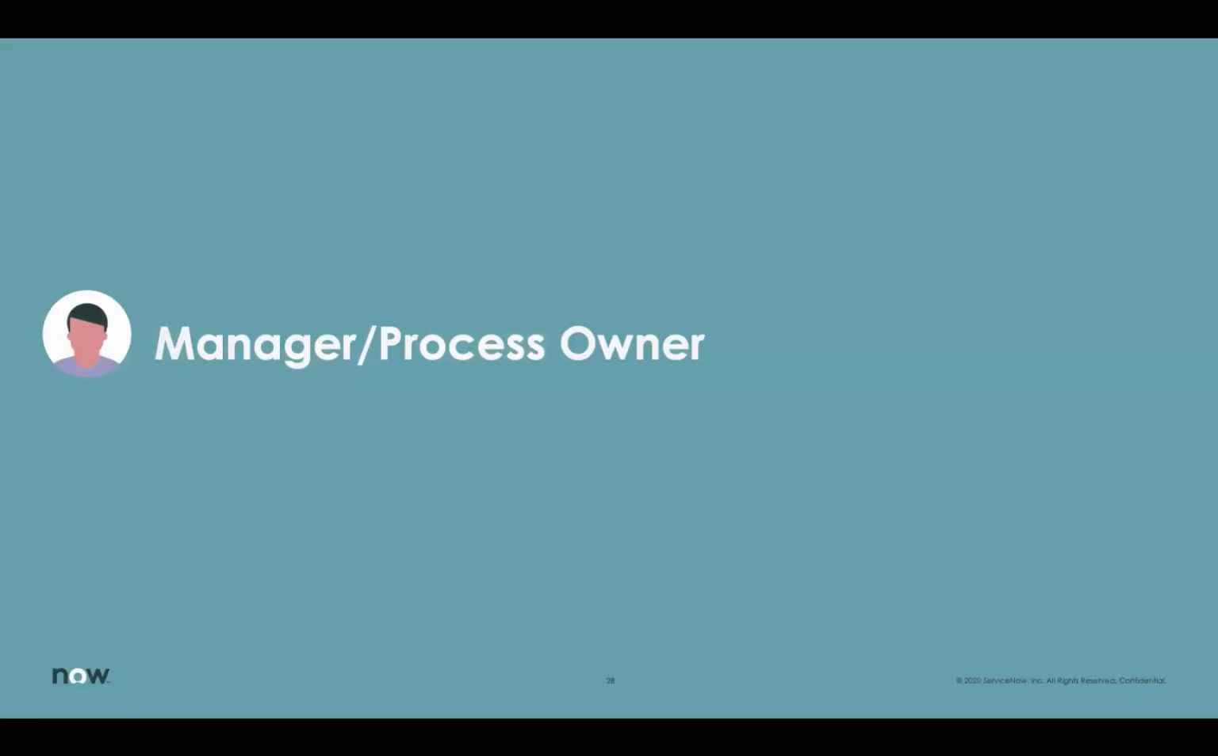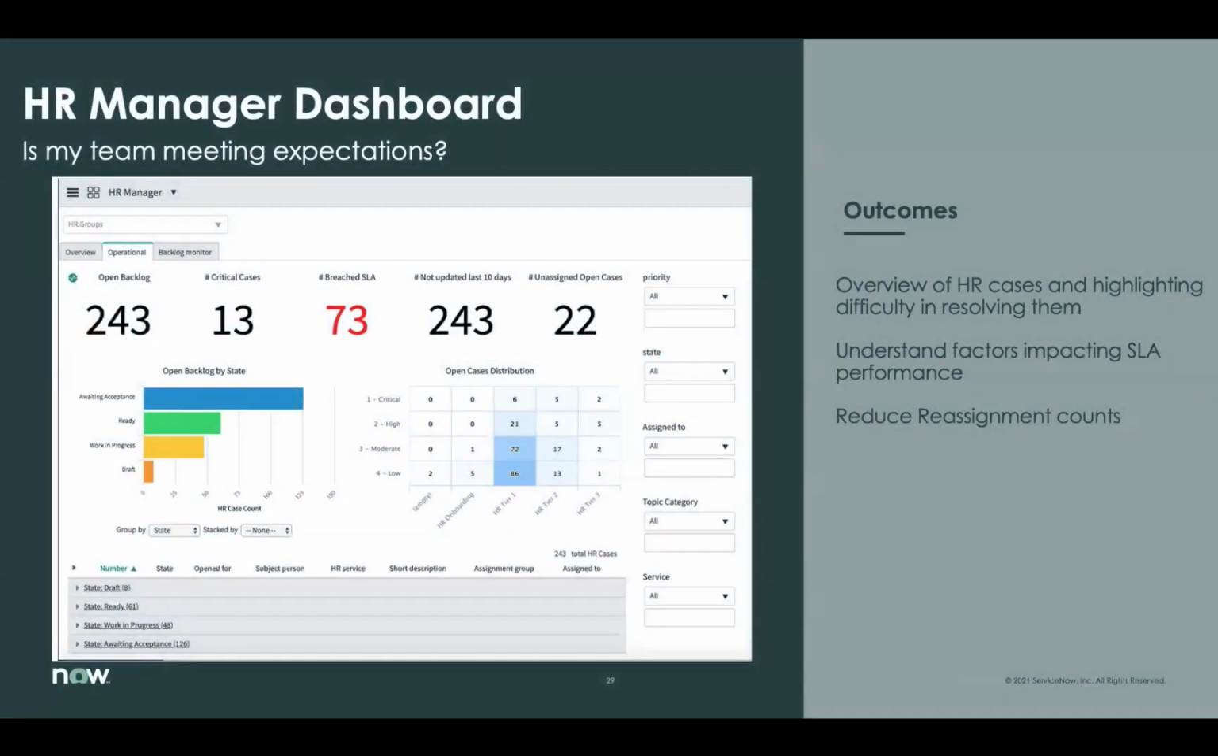All right, so we talked about the executive persona. Now let's talk about what you get from an HR manager or HR process owner persona, right? And so out of the box, there is an HR manager dashboard. You'll notice here that there are report widgets. So this data is more real time than maybe an executive's, right? The executive was looking at the trends. And this manager in this case is looking at real time data.